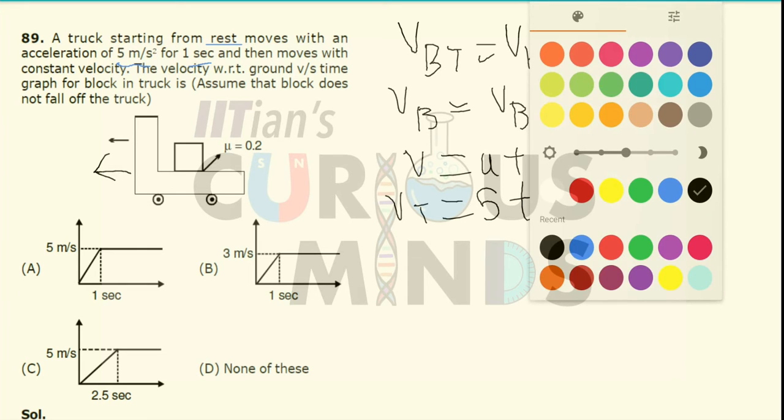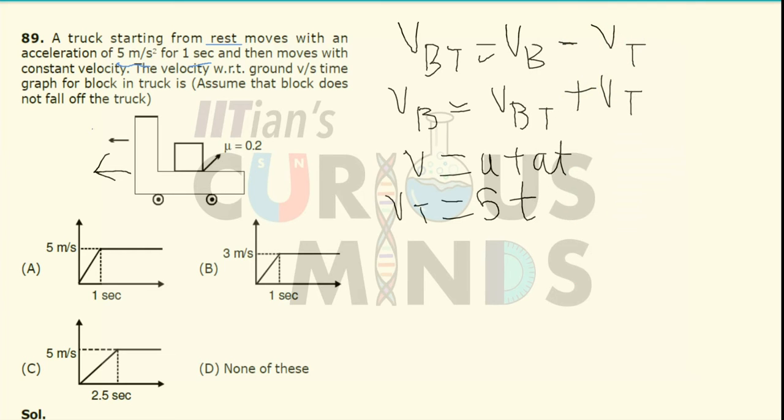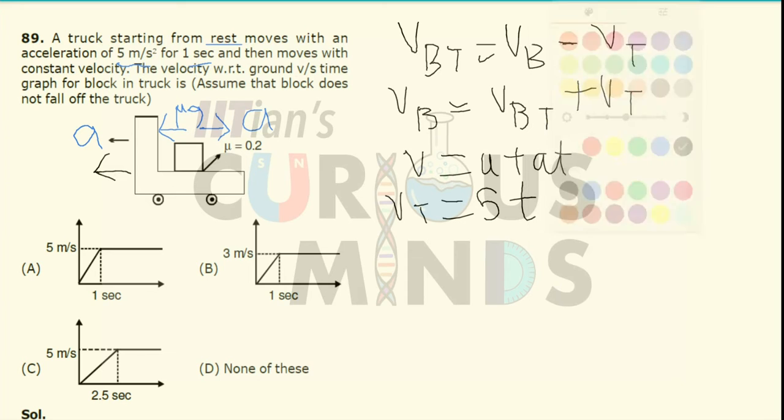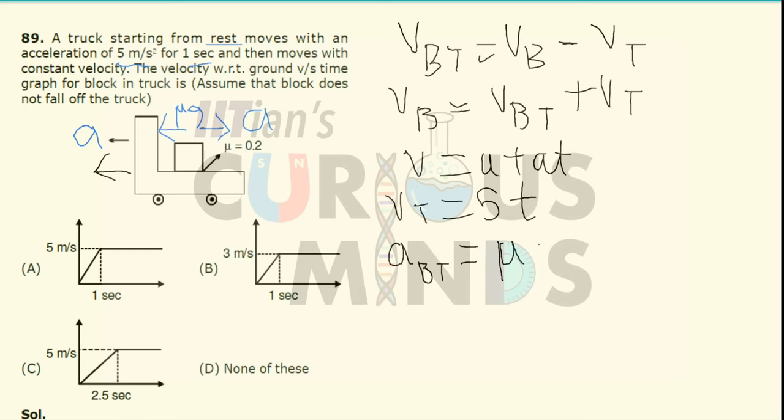For this, since the truck is accelerating on the left hand side with the acceleration a, there will be a pseudo force which will act in the right hand side with the acceleration a. There will be mu g, that is the friction acceleration, in the left hand side direction. Since the block is accelerating towards left, the acceleration of the block with respect to truck will be mu g minus a, the friction acceleration minus the pseudo acceleration.